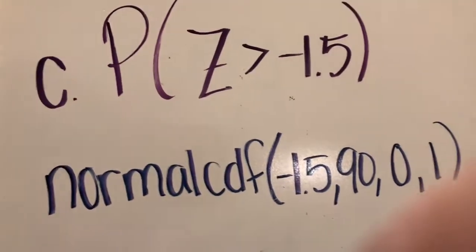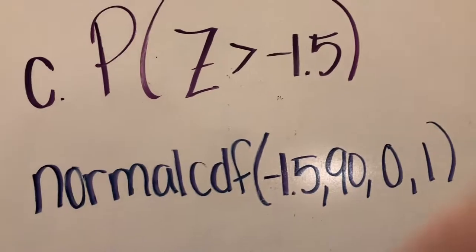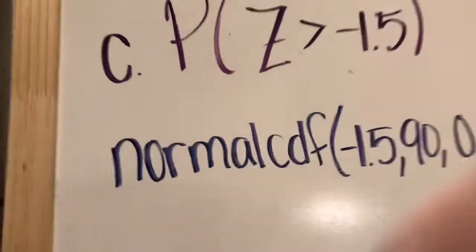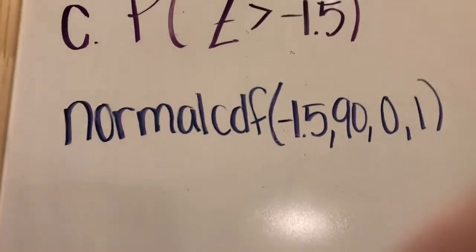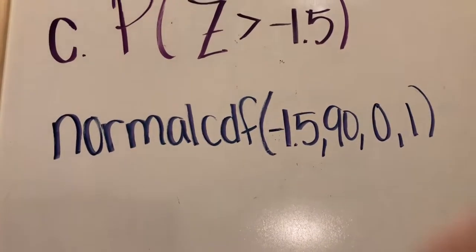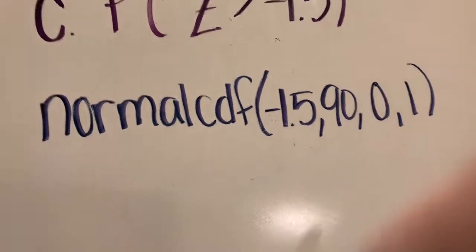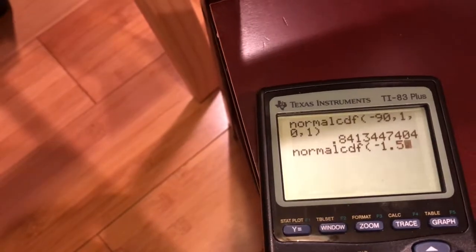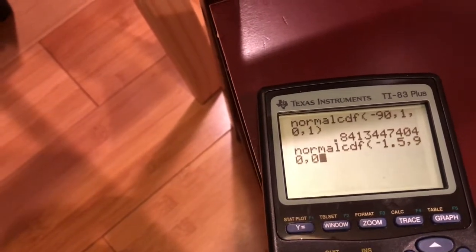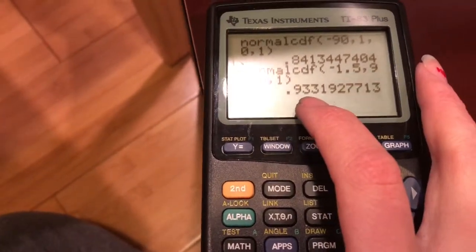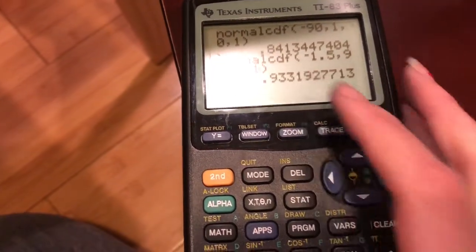Okay, so for part C, it's very similar to part B, except we're going the complete opposite way. So if I want the probability that z is going to be greater than -1.5, I just need to pick a really high upper boundary here. So I chose 90. And so you're going to put this in your calculator as normal CDF, and you're going to do -1.5, and then 90, and then 0, and then 1, and then enter. And that, of course, accurate to 3 significant figures would be 0.933.